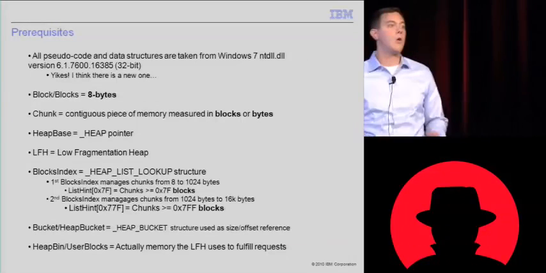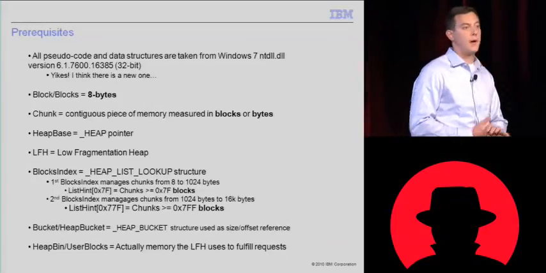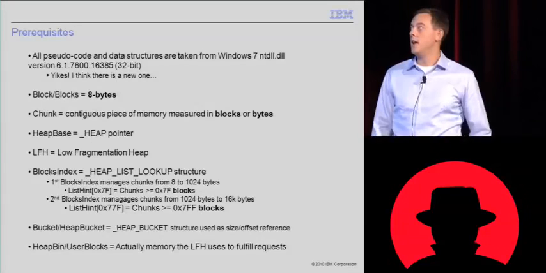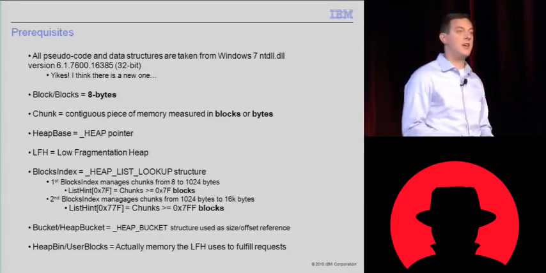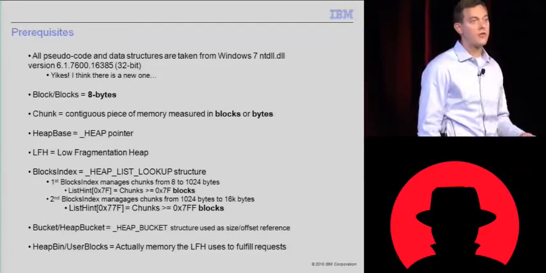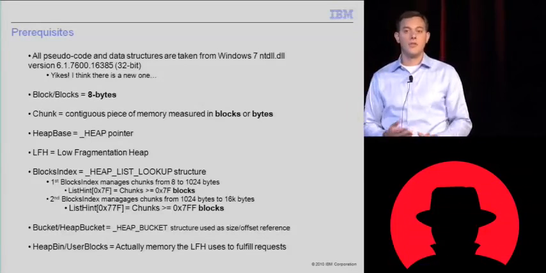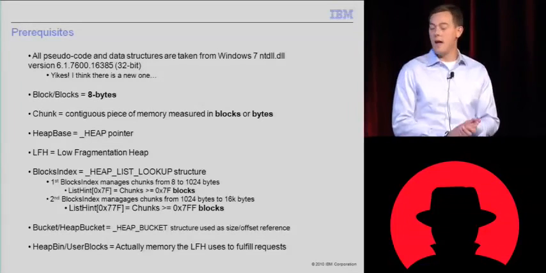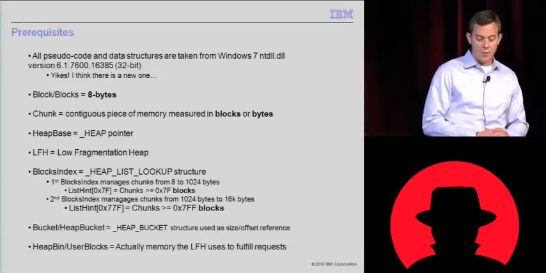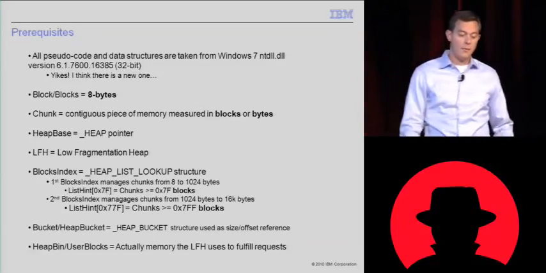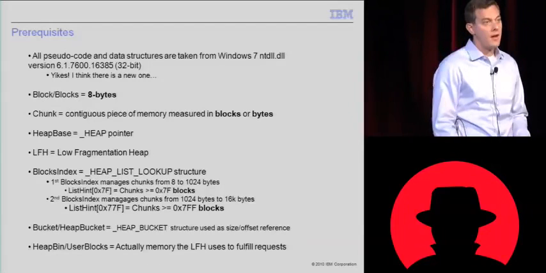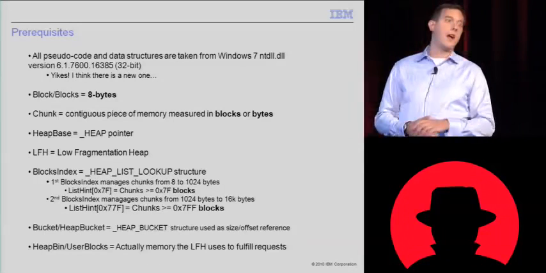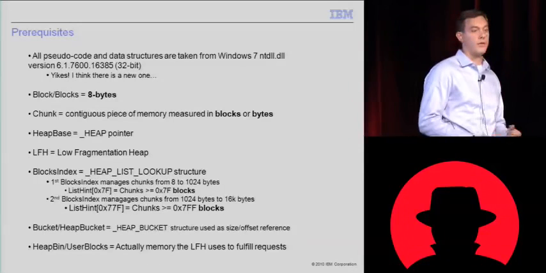When I say block or blocks, 1 block equals 8 bytes. That's the unit measurement for keeping track of memory in the heap. A chunk is a contiguous piece of memory that is either measured in blocks or bytes. Of course, I'll say LFH instead of saying low fragmentation heap every time, because that's just a mouthful. And finally, this is probably the one that some people might not agree with, but when I use the term bucket or heap bucket, this actually refers to the size, a unit measurement, instead of actually a piece of committed memory that will service requests.